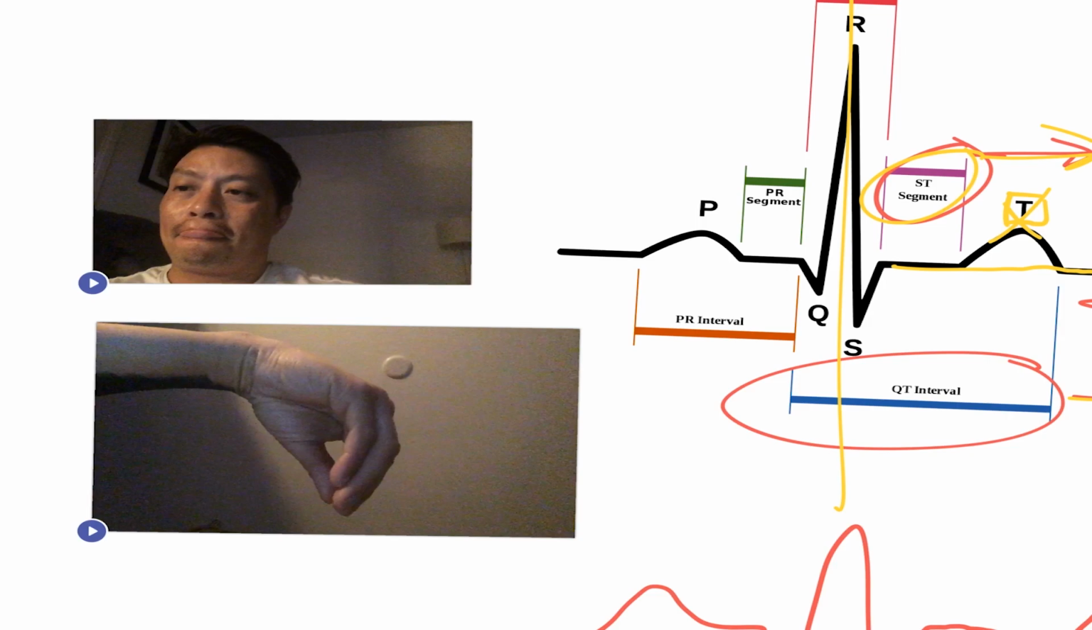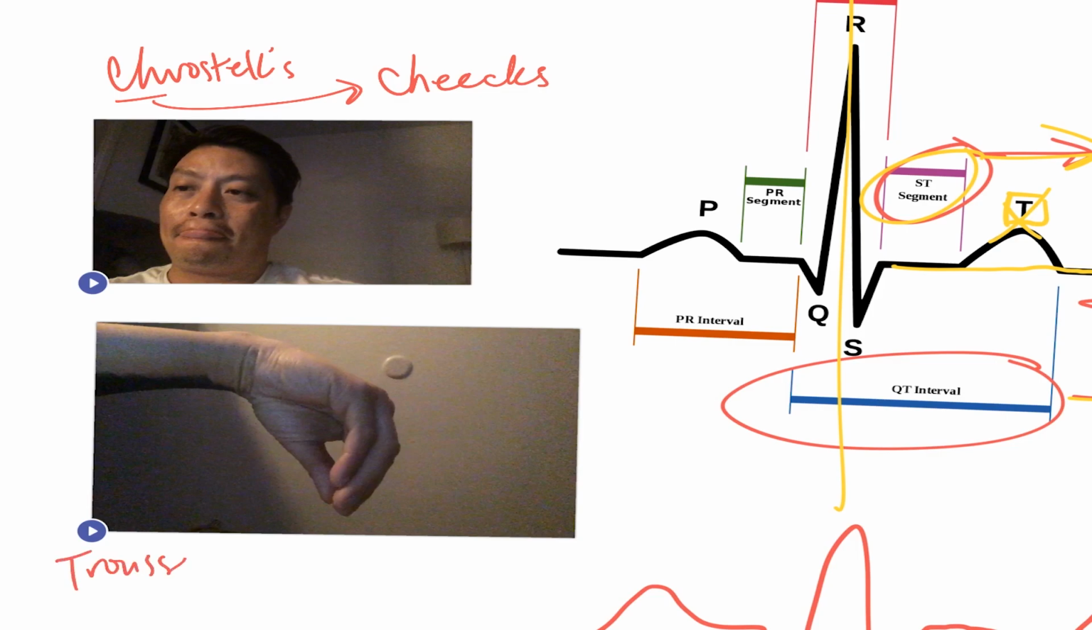So there you go. You got the chopstick sign, which is named for the cheeks, and then you got the Trousseau sign, because, I don't know, because your hands start to look like a T. I just made that up.